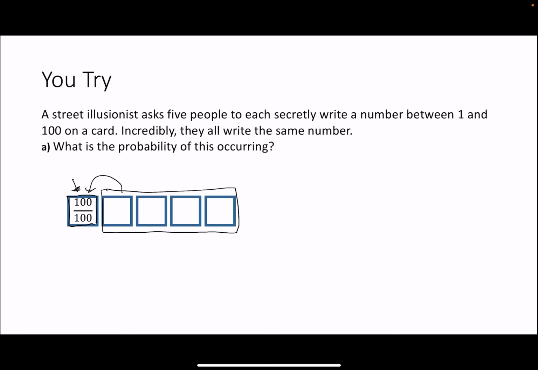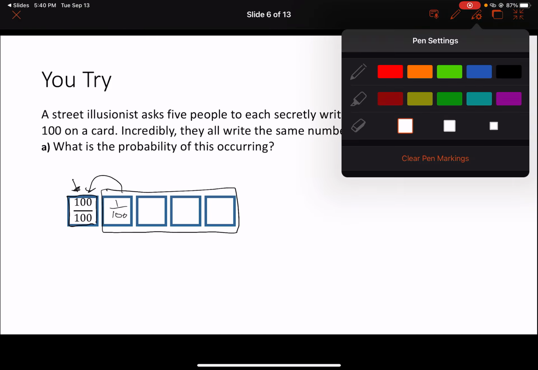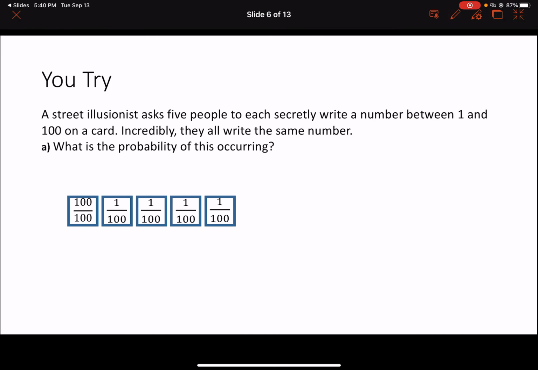And what is the probability that this matches? It's 1 over 100. So the probability of this person matching what the first person chose is 1 over 100. And it's a little bit of a trick, which is 1 over 100 million. So that's the chances of it occurring.